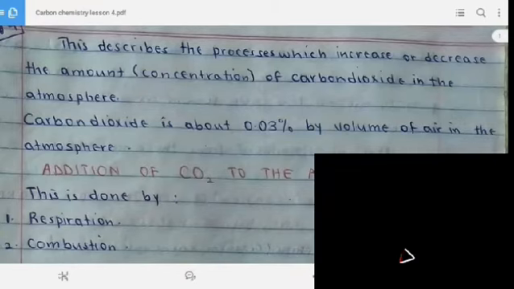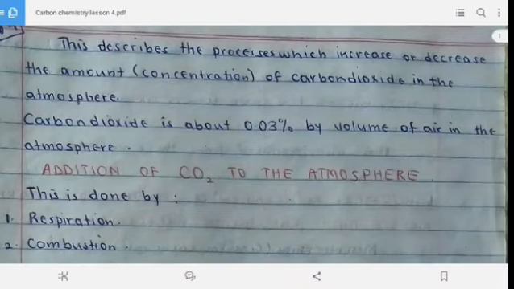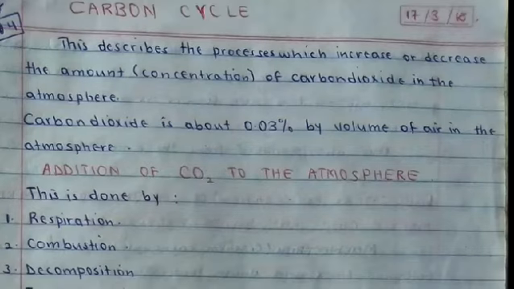So now the carbon cycle describes the processes which increase or decrease the amount of carbon dioxide in the atmosphere. Those processes which increase or decrease the amount of carbon dioxide in the atmosphere are what we call the carbon cycle. So today we are going to discuss what the carbon cycle is in detail and those processes which increase or decrease the amount of carbon dioxide in the atmosphere.